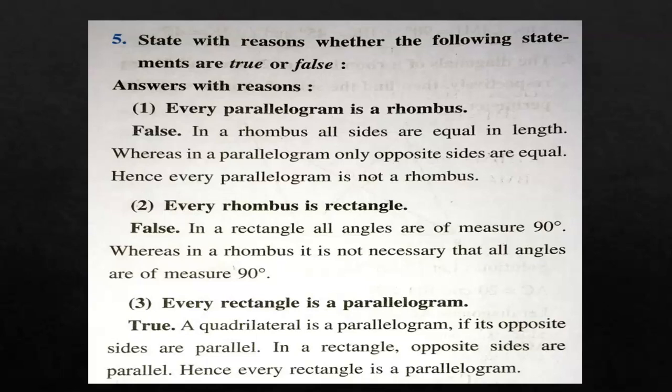Second, every rhombus is a rectangle. False. In a rectangle all angles are of measure 90 degrees, whereas in a rhombus it is not necessary that all angles are of measure 90 degrees. Third one, every rectangle is a parallelogram. This is true. A quadrilateral is a parallelogram if its opposite sides are parallel. In a rectangle, opposite sides are parallel. Hence, every rectangle is a parallelogram.